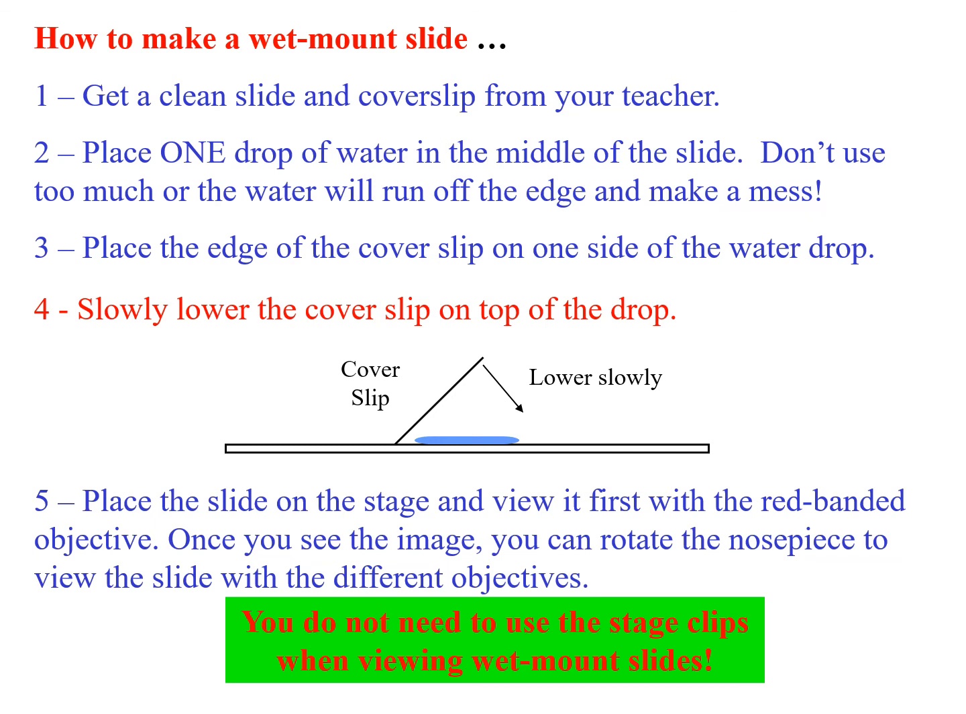Place the slide on the stage and view it first with red banded objective. Once you see the image, you can rotate the nosepiece to view the slide with different objectives. You don't need to use the stage clips when viewing wet mount slides.